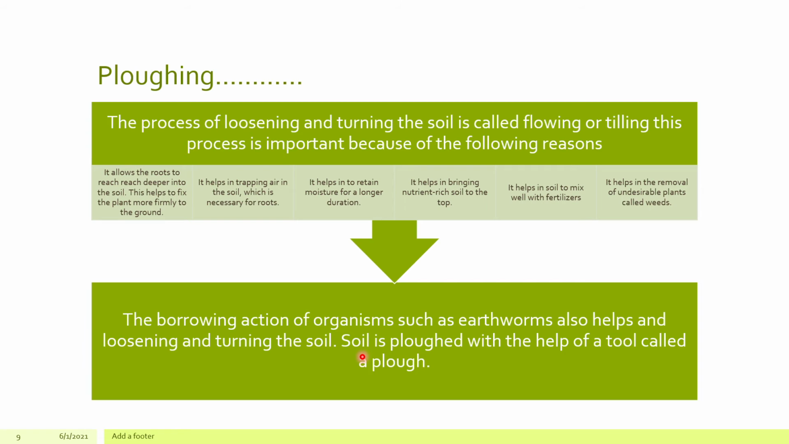And how is plowing done by humans? हम humans भी plowing कर सकते हैं. तो how is it done? Soil is plowed with the help of a tool called a plow. Okay, a plow एक tool आता है, आपके book में नहीं given है, लेकिन you don't need to, बस आपको नाम याद रखना है. Soil is plowed with the help of a tool called a plow. Understand? If any doubt, you can just comment down in the comment box.